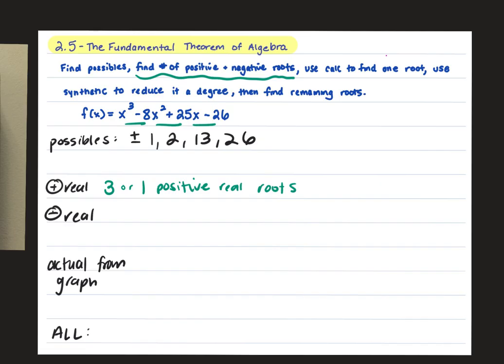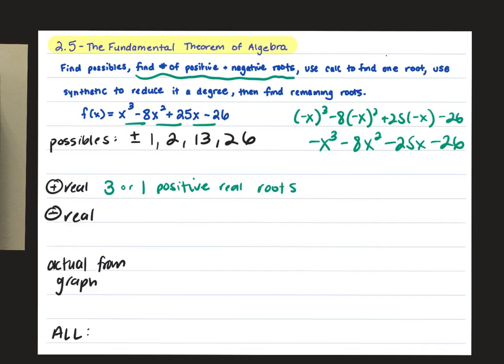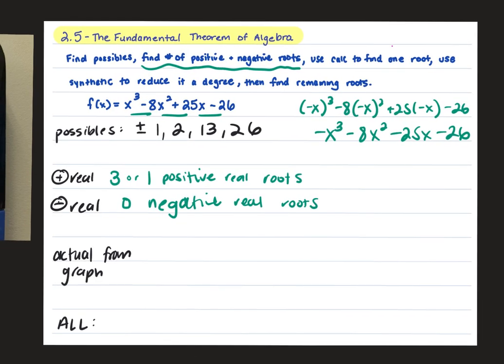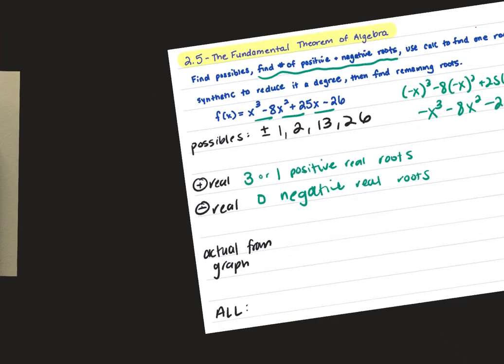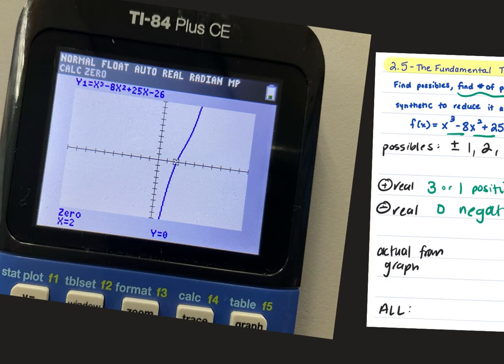Then I'm going to replace all the x's with a negative x. I'd get negative x to the third minus 8x squared minus 25x minus 26, and recount. There are 0 sign changes. So there are 0 negative real roots. Then I use my graphing utility and I found the 1 real zero that's on my graph, which was at positive 2.